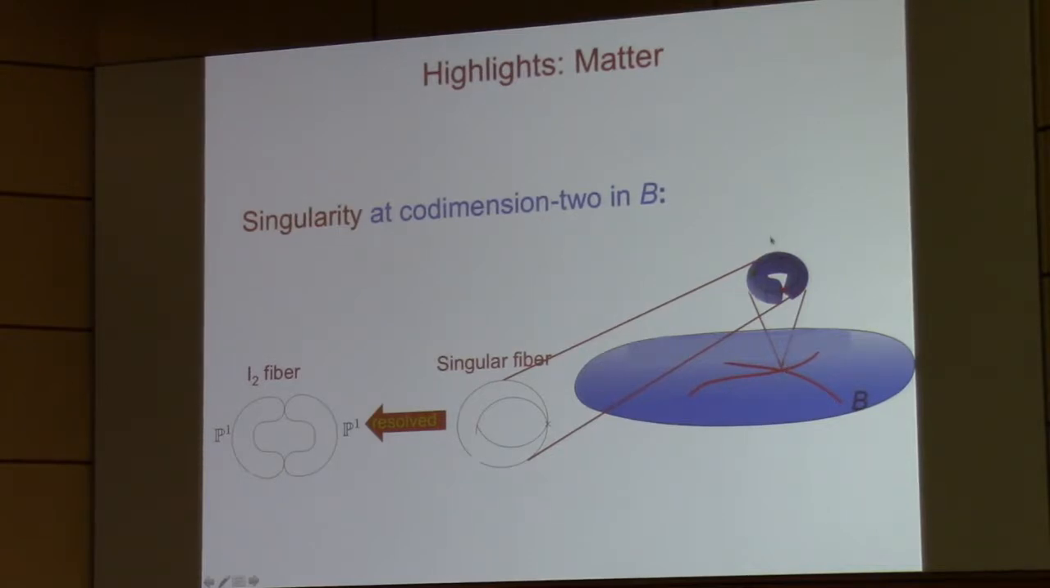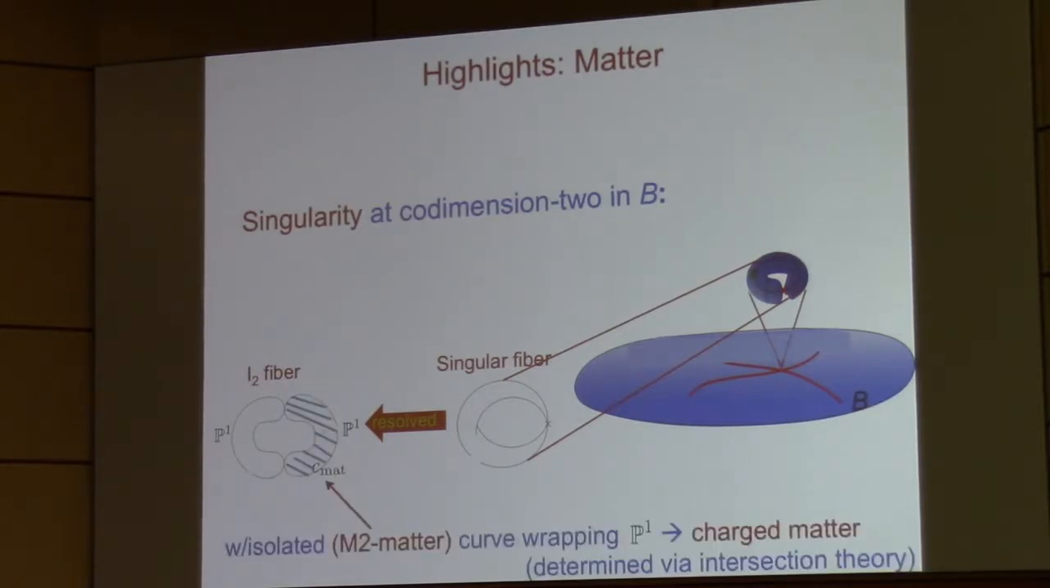So at this codimension 2 singularity, of course, the fiber also degenerates, and the resolution of the singular fiber generically produces in codimension 2 an I2 fiber. So 2 P1s attached together. The way we identify existence of matter, again from the M-theory picture, is that we wrap isolated M2 matter curves coming from M2 branes that wrap a particular P1 in this I2 fiber, and the charged matter, namely the actual charge representation of that matter, is determined by using the intersection theory in this resolved phase associated with this resolved I2 fiber.